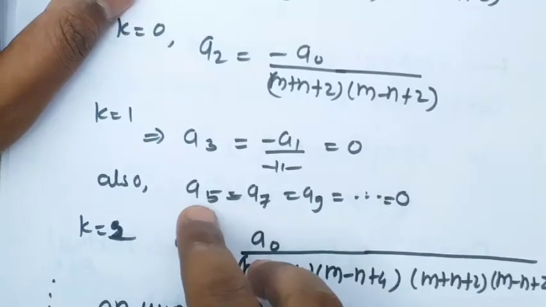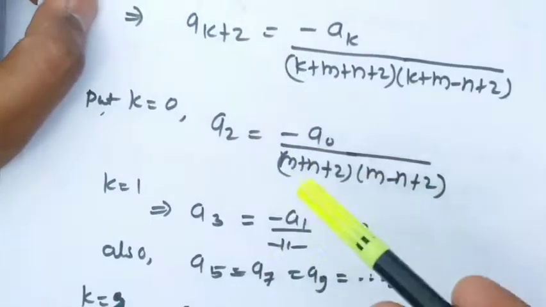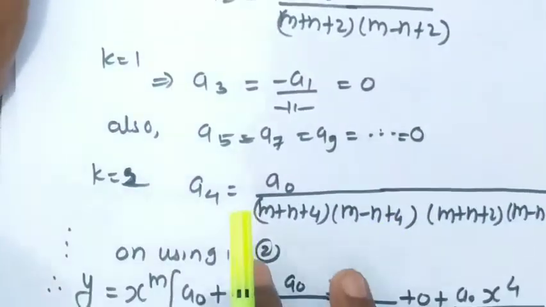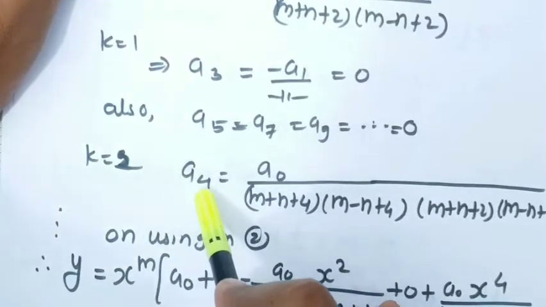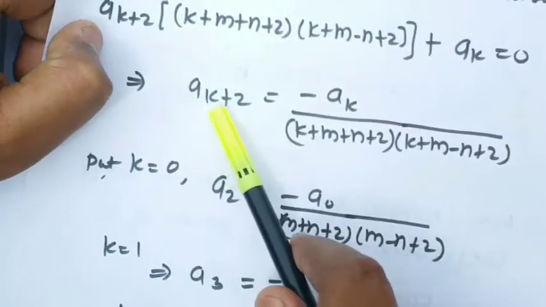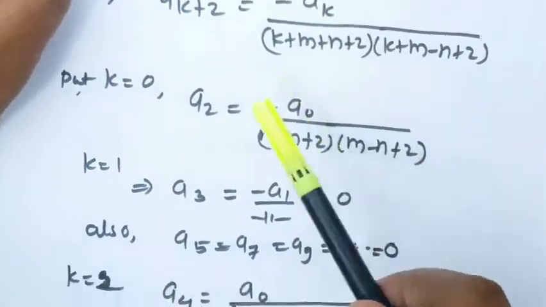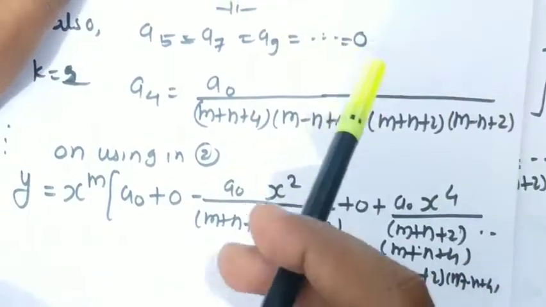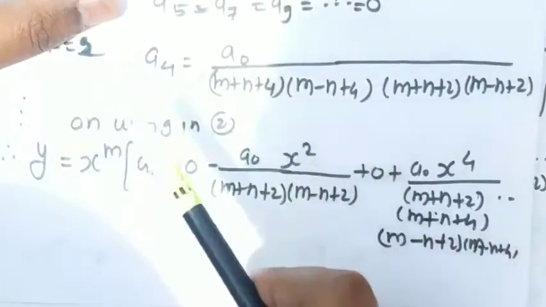Similarly, you can prove that a5, a7, a9 are all 0. All odd coefficients will be 0, because a1 is 0, we get a3 as 0, and because of this recurrence relation, you can say that all odd coefficients are 0. Now for k equal to 2, we will get a4. a4 will have 4 product terms in the denominator. If you put k equal to 2, we get minus a2, and a2 also has a minus, so minus minus becomes plus, and finally a4 will be a0 by this product of 4 terms. Up to a4 we have done the calculation, and that will be enough to prove our required final solution.